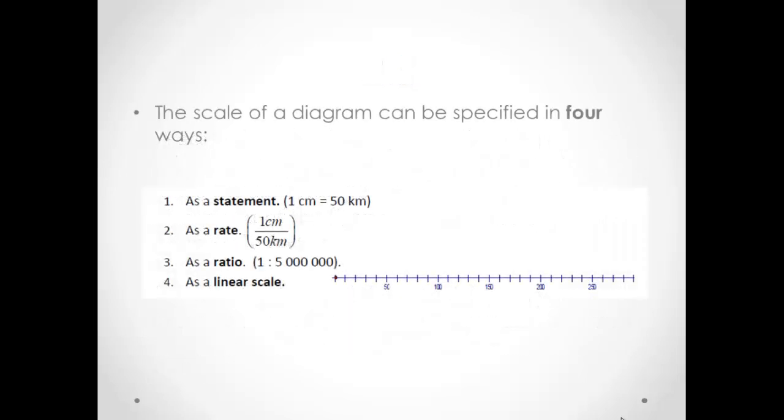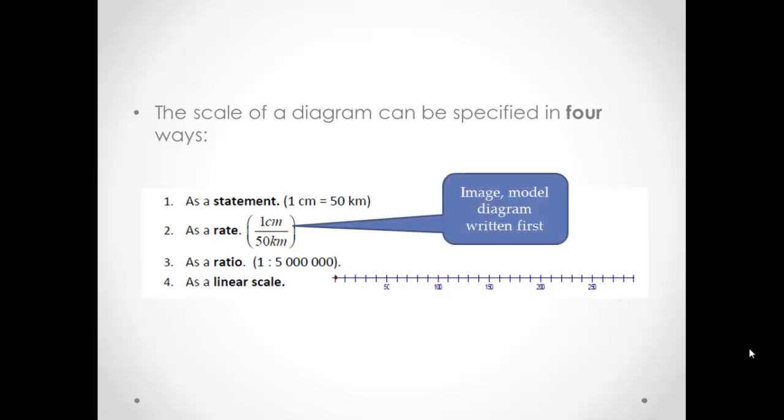Okay. So it says here the scale of a diagram can be specified in 4 ways. We see a statement, a rate, a ratio, and a linear scale, which we quite often see on maps. We will quite often be given information in a question, which we will then turn into a fraction so that we can make a calculation.